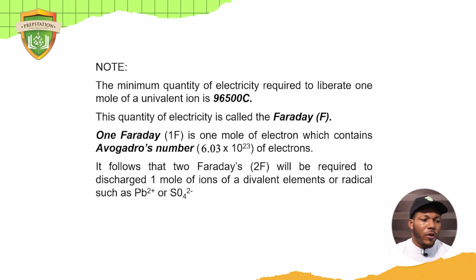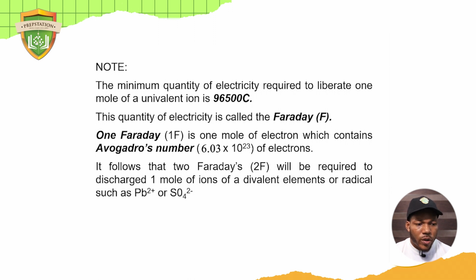Now take note of the following facts. First of all, the quantity of electricity required for liberation of 1 mole of an ion is 96,500 coulombs. Don't forget, 96,500 coulombs represents 1 univalent electron that is discharged during electrolysis. Now, if the element discharges 2 electrons, you multiply this value by 2. If it discharges 3 electrons, you multiply 96,500 coulombs by 3.